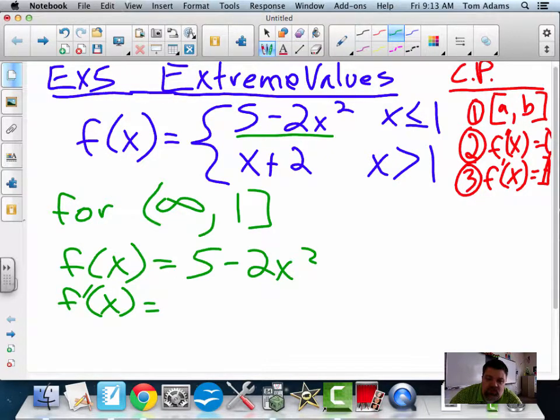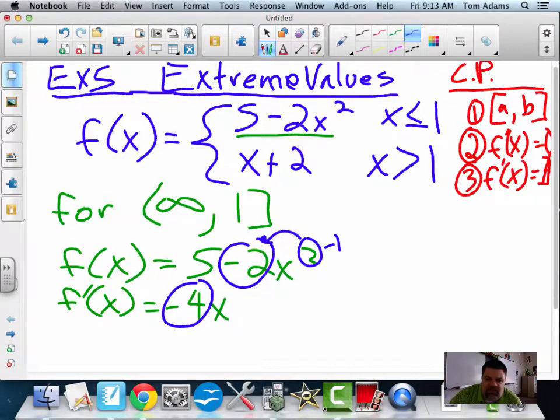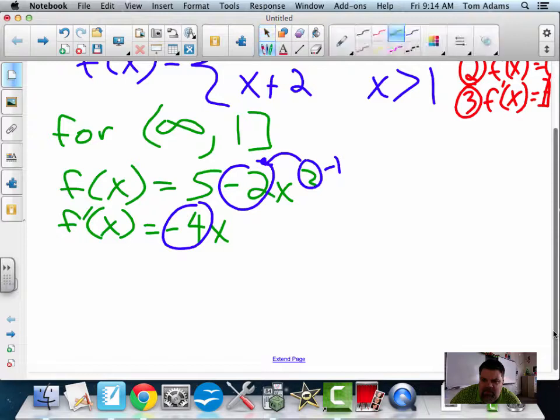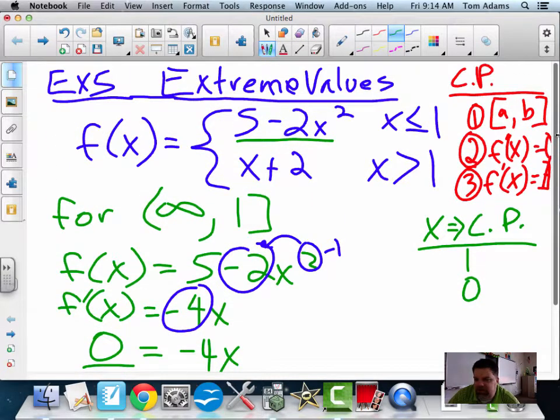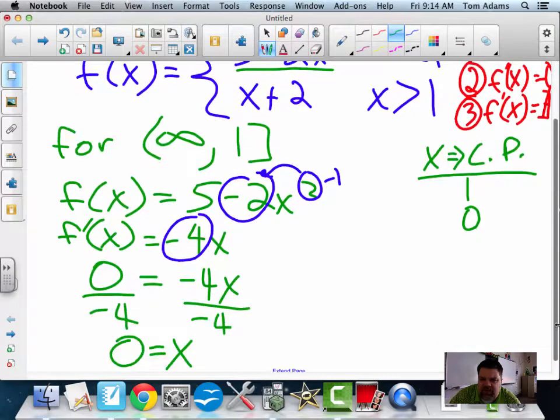Then we just go through the process and take f prime here, remembering that it's for all x values less than 1. When we take the derivative, remember the first step is to look at the intervals and then the endpoints and then look at f prime set equal to 0. So when we take the derivative, we get f prime equals negative 4x. Solve for the 0 and we get x equals 0. So our possible critical points may be 1 and may be 0. Those are where we're going to look for the x values.